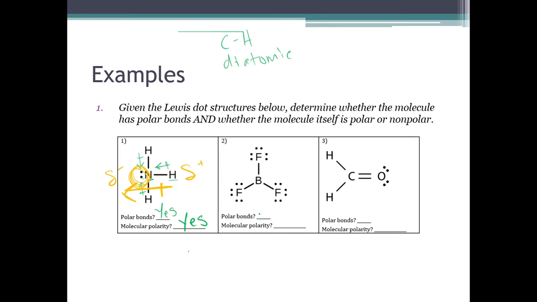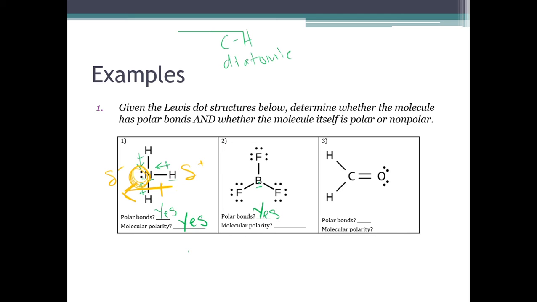We have BF3. Notice, remember that boron is one of your doesn't need a full octet elements. So even though it only has 6 bonds, that's all it needs. There are no lone pairs here. So let's start with, are there polar bonds? Well, we have fluorine, which is very electronegative, bonded to boron, which is very not electronegative. So yes, there are polar bonds.